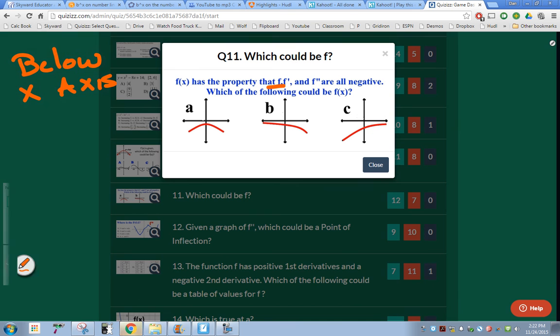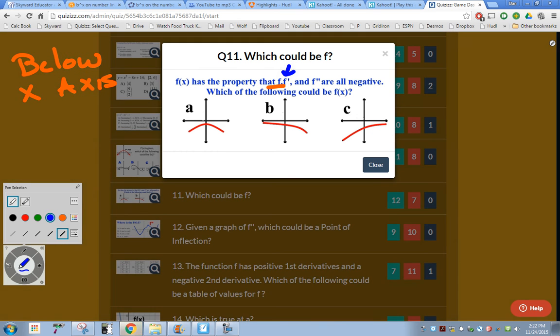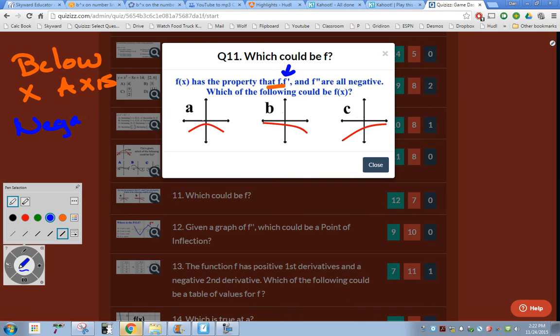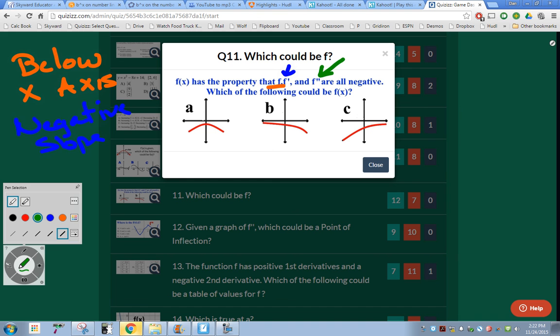What would I want to look for to see an F prime graph? That's negative slope. An F prime graph is negative, means negative slope. Okay? And if I want an F double prime graph to be negative, concave down.